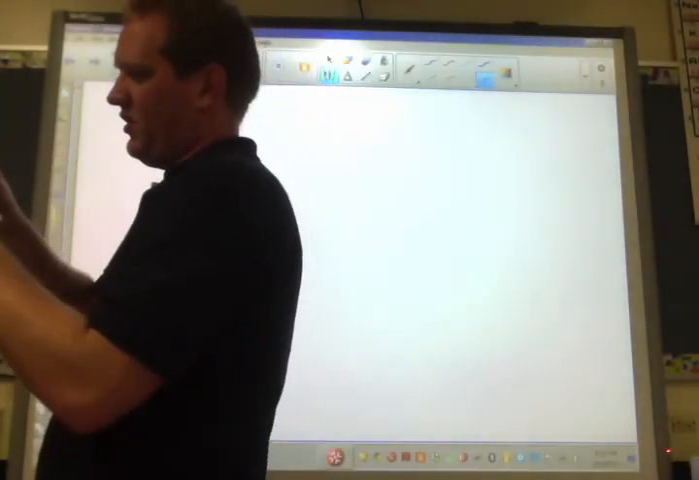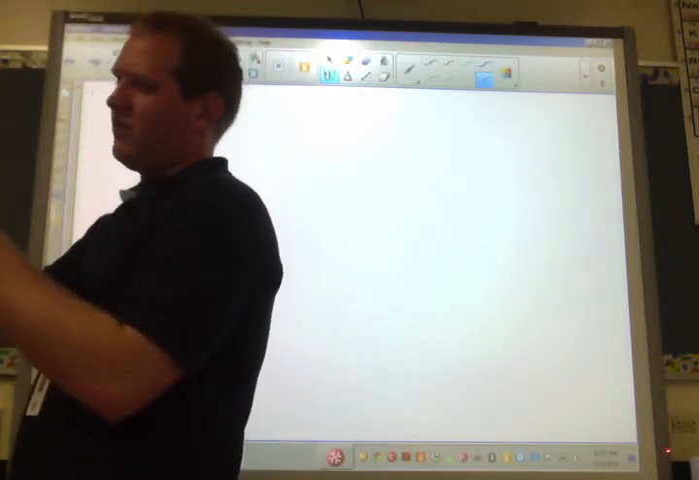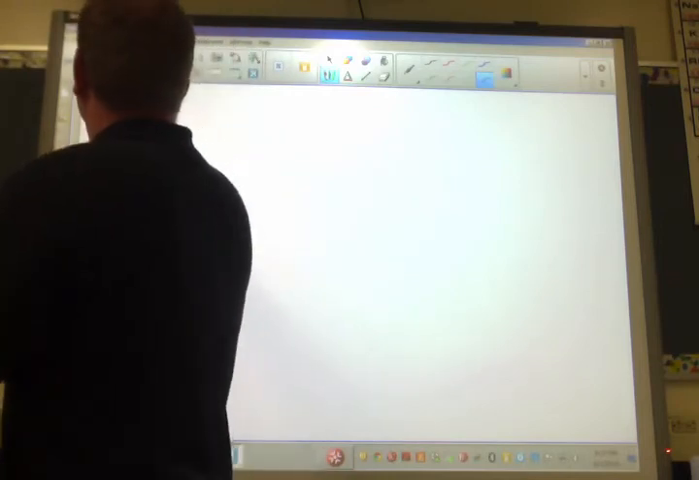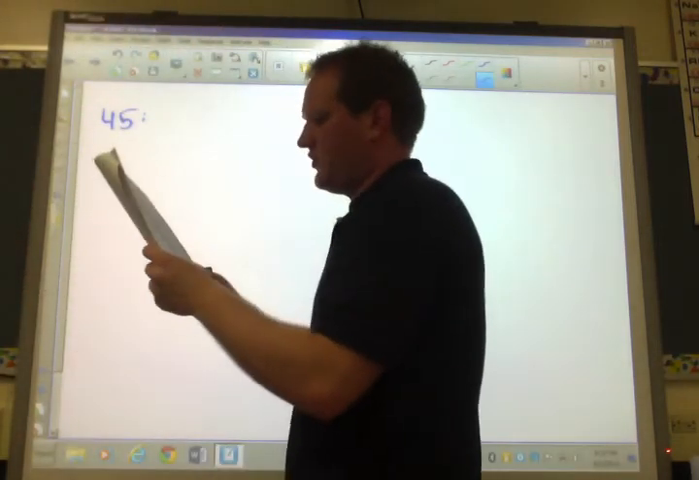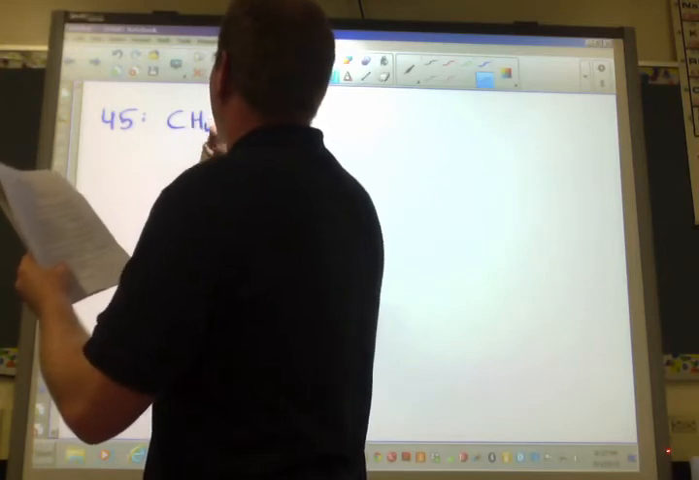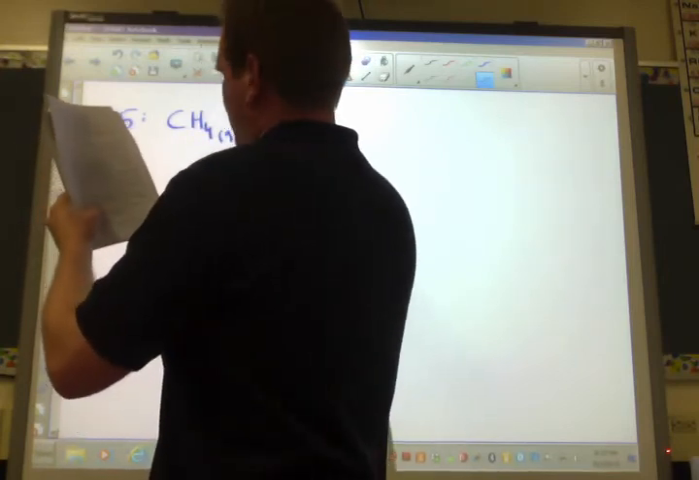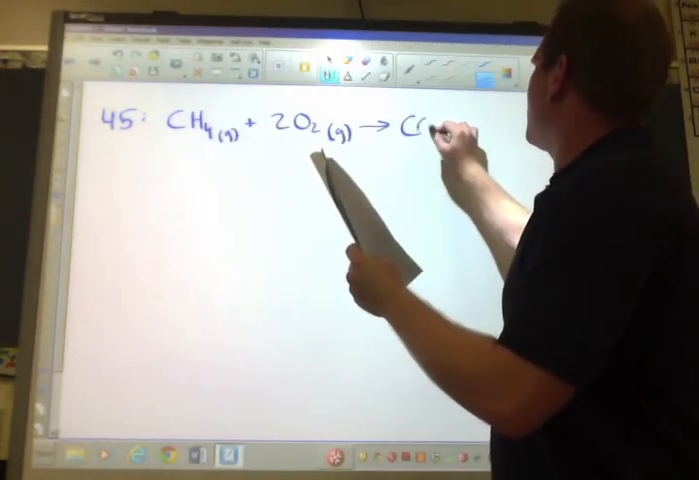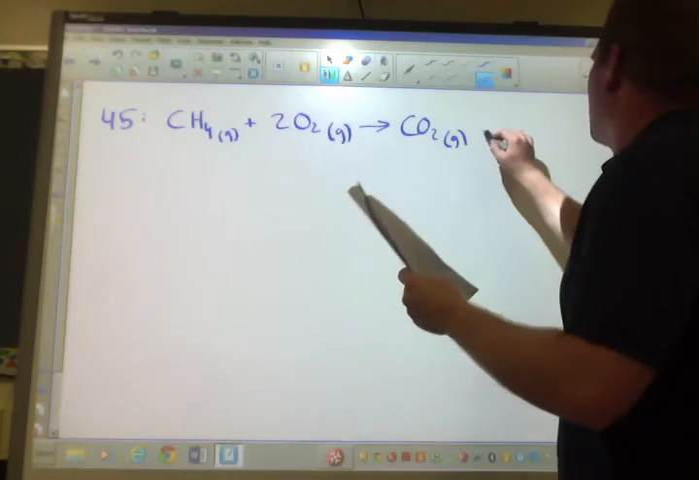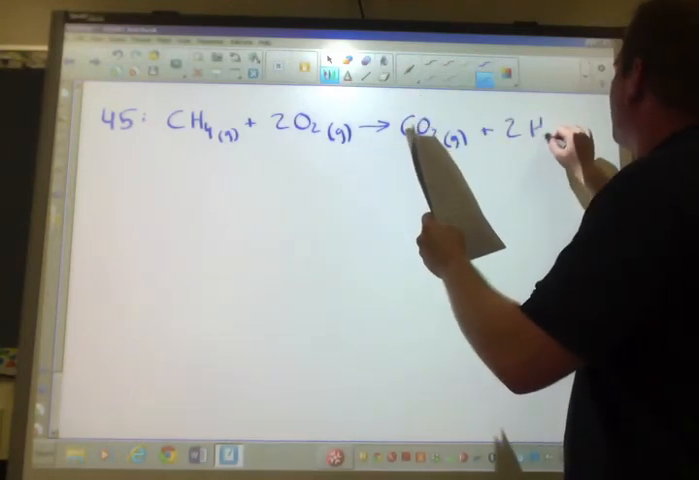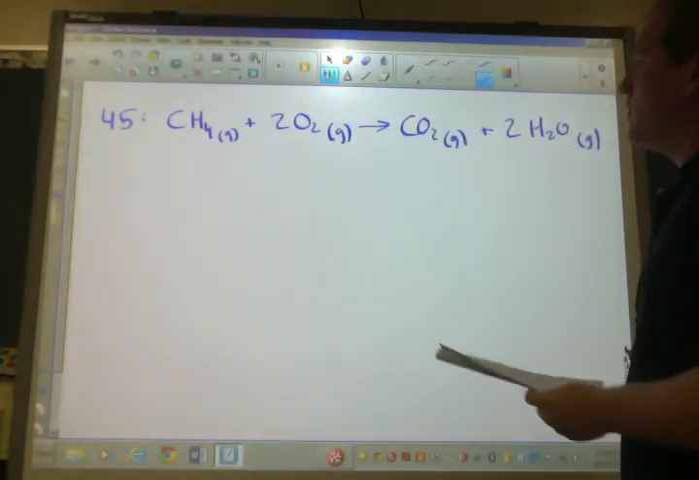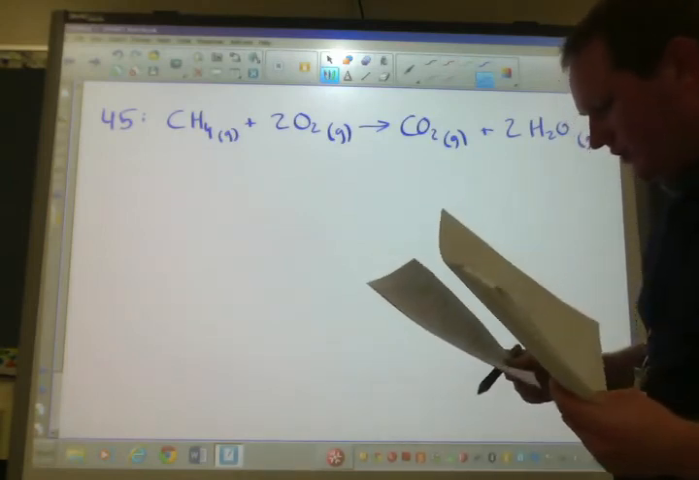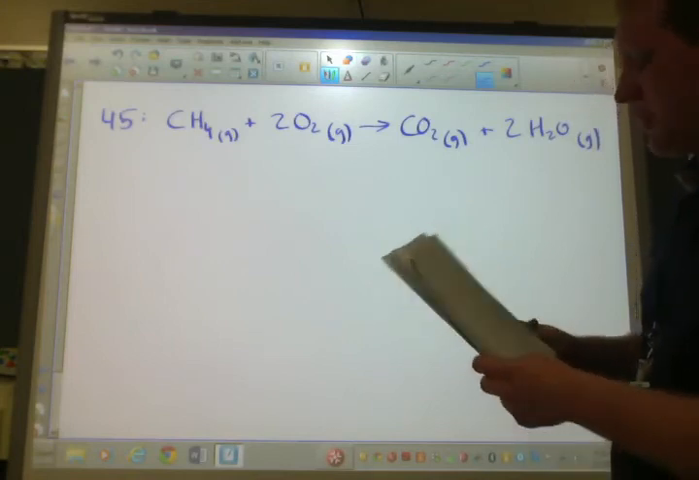Let's see. Number 45. Alright, so the reaction is CH4 gas plus 2O2 gas yields CO2 gas plus 2H2O gas. We're trying to find the heat of reaction. So what we're going to do is look up all the heats of formation of these and multiply them by the number of moles involved.